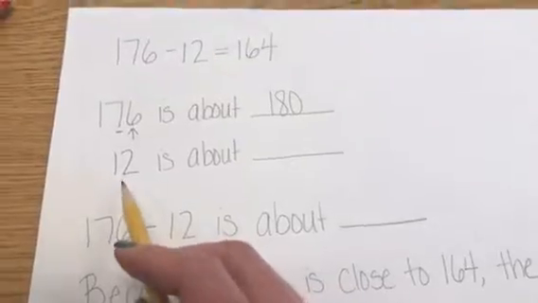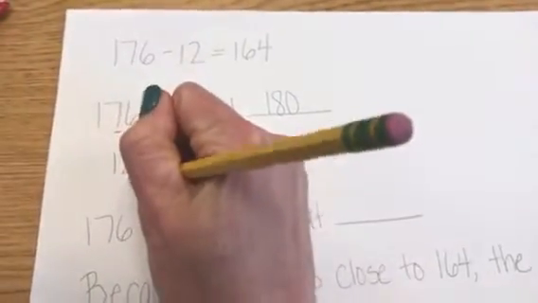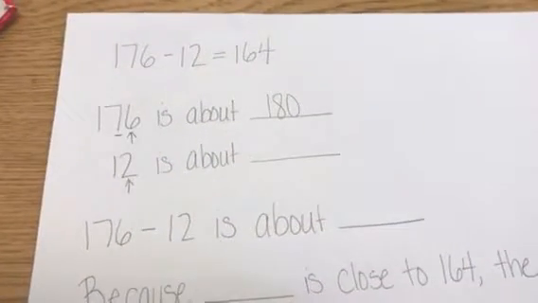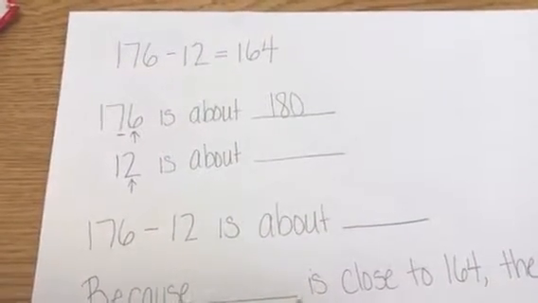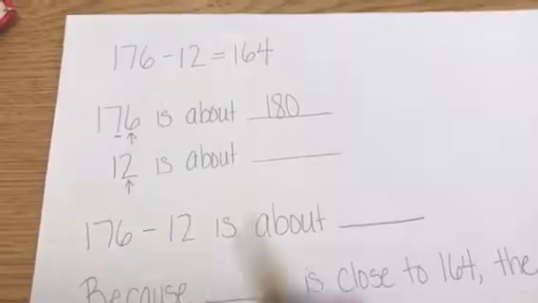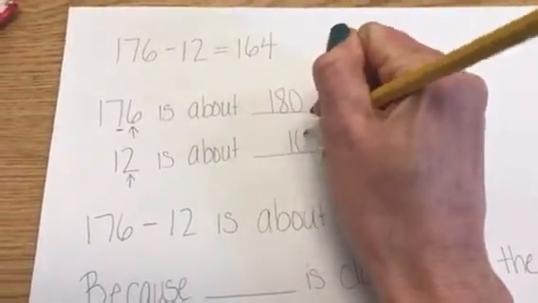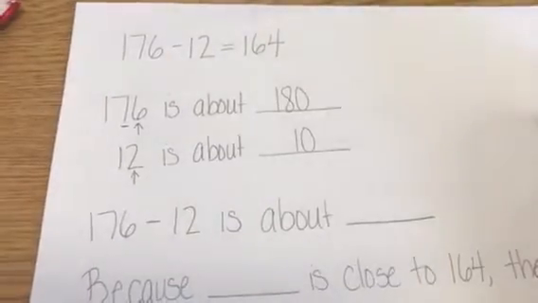And here I have the number 12. And again, I'm going to look at my number in the ones digit, and I see that that's a 2. And that 2 is very close to 0. So I'm going to round the 12 down to 10.